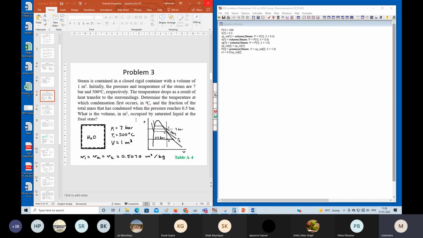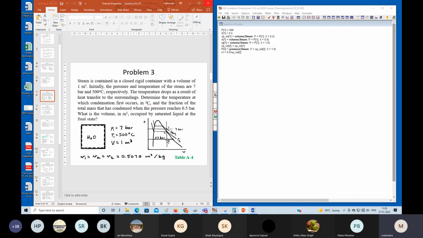According to the problem, there it was saturated steam. Then this is point 2, where it was actually the condenser pressure. Let us assume steam expansion in a thermal power plant. This is 0.5 bar.